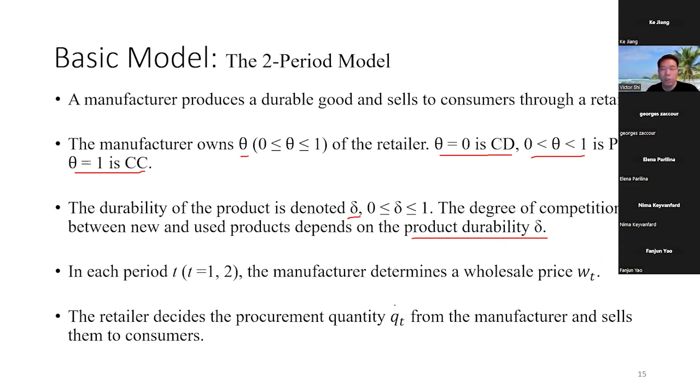So in each period, the manufacturer determines the wholesale price, W_t, where t means the period, and the retailer is going to decide the procurement quantity from the manufacturer and the sales to consumers. In this model, we don't have uncertainty, okay? So if the retailer buys 100 from the manufacturer, then the 100 units will be sold to the consumers, right, by pricing your products appropriately.